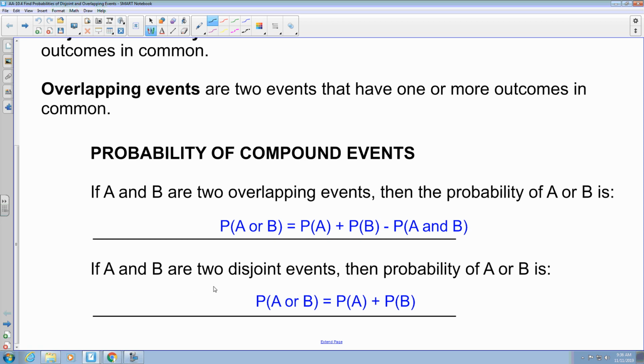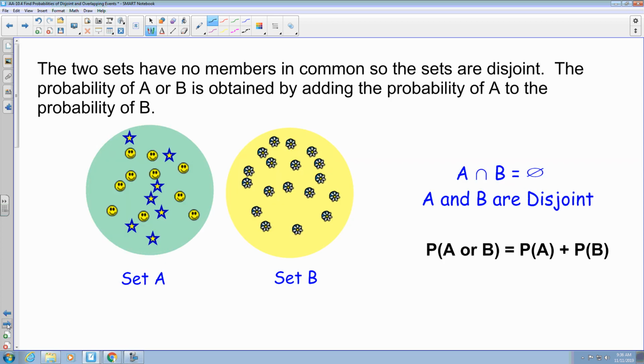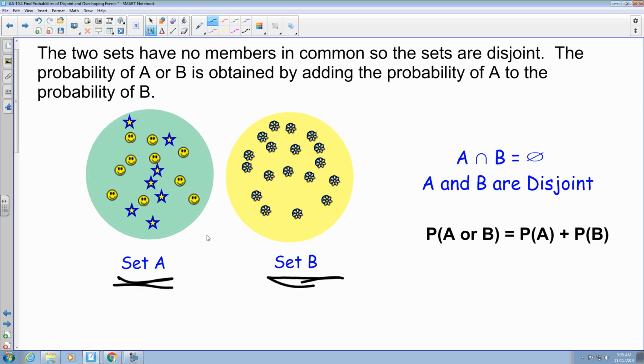If you had two items that were mutually exclusive or disjoint, you just look at this formula here, where it's just the probability of A plus the probability of B. So you have to figure out first what kind of compound event we're looking at. This would be an example of a mutually exclusive event. All we have in this set here are smiley faces and stars, and in this set here is just flowers. So they're mutually exclusive, with no ties in the probability.